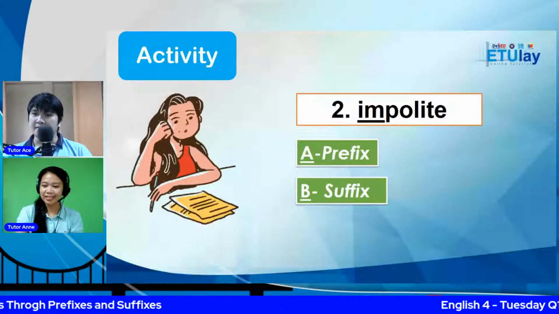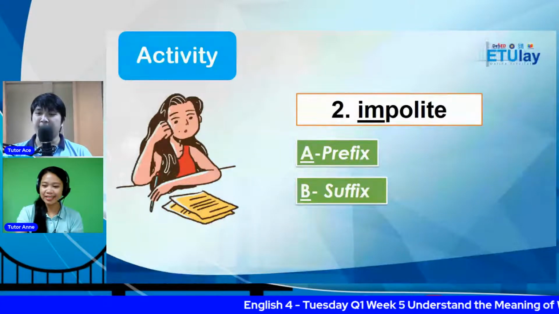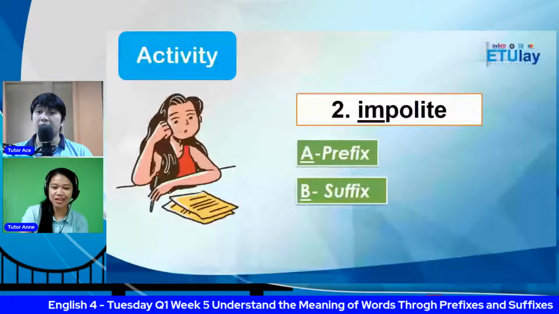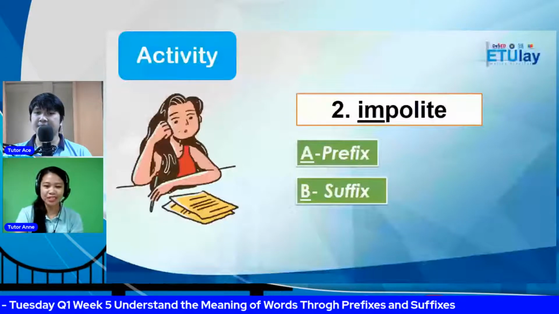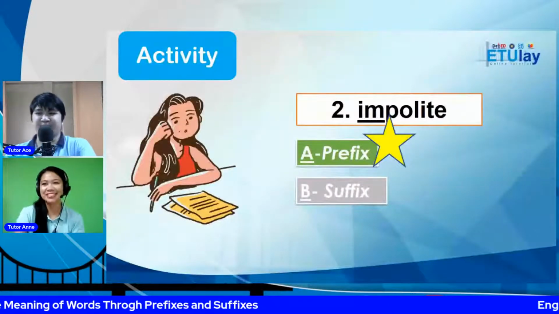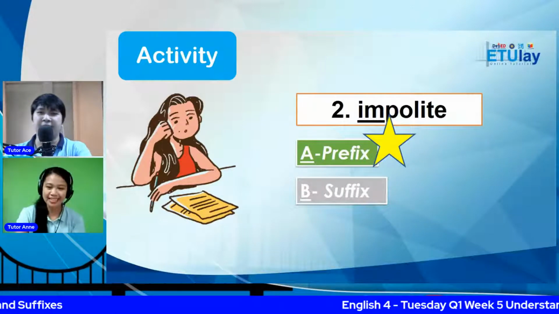Erica, ang bilis ni Erica. Sabi niya, letter A. At Irma, saka Cyril, A din. Let's find out if they are correct with number two. The correct answer nga is letter A. Prefix. Okay. So here goes. Impolite is definitely a prefix.